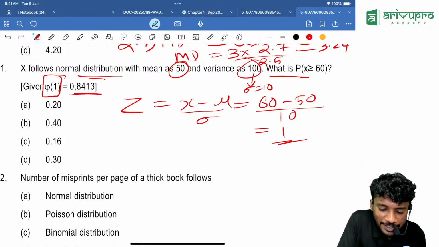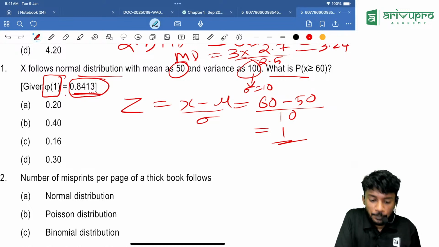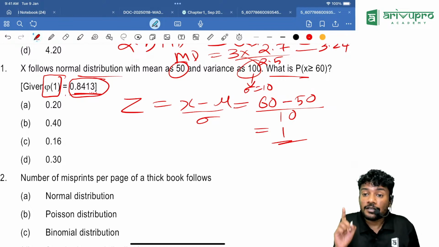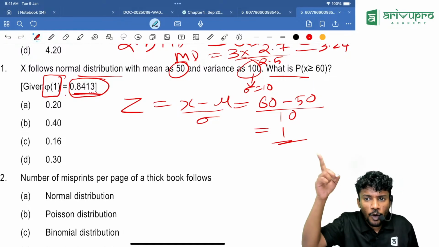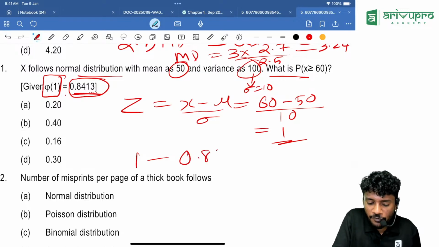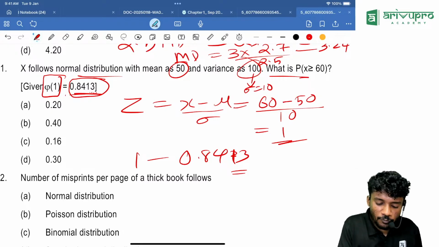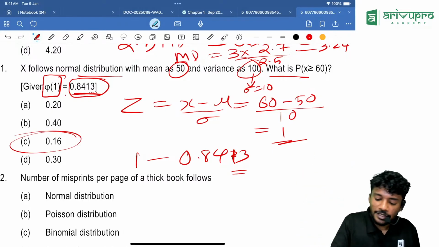So if you look at the question itself, area up to 1 is how much? 0.8413. If you look at it, how will the logic work? 1 minus 0.8413. How much will be the answer? 0.158 approximately equal to 0.16.